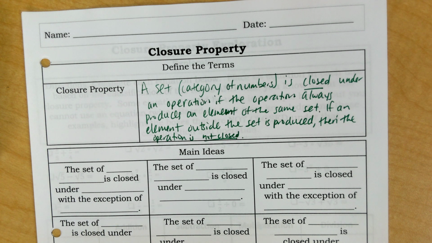If I were able to multiply 2 times 4 and get an odd number, then that would be considered not closed. In this case, even numbers are closed under multiplication because anytime I multiply two even numbers together, I'm going to get an even number. And that's kind of how the closure property works.